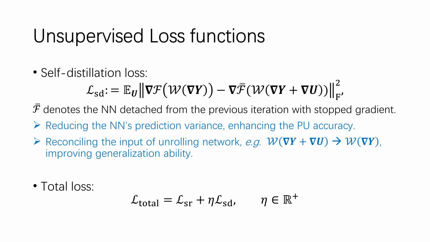To address the prediction variance and input misalignment, we proposed a self-distillation loss. It uses earlier predictions for supervising the later training, and wrapped gradient y for input. The total loss function is a weighted sum of those two proposed losses.